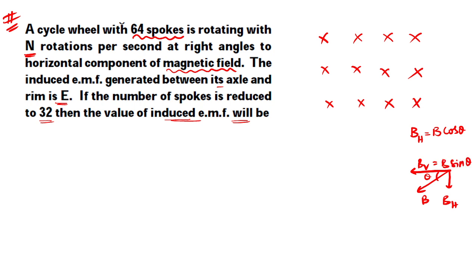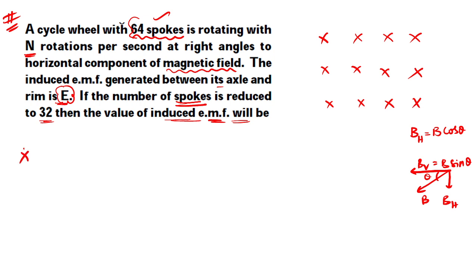So the question is, in real time, for example, you are actually cycling and cutting the magnetic field of whom here? The Earth's magnetic field, yes. So the Earth's magnetic field you're cutting, and how many spokes do you have? 64. So the induced EMF generated is E. But now how many spokes were reduced? 32. Then what is the induced EMF? Will it change, buddy? Never.